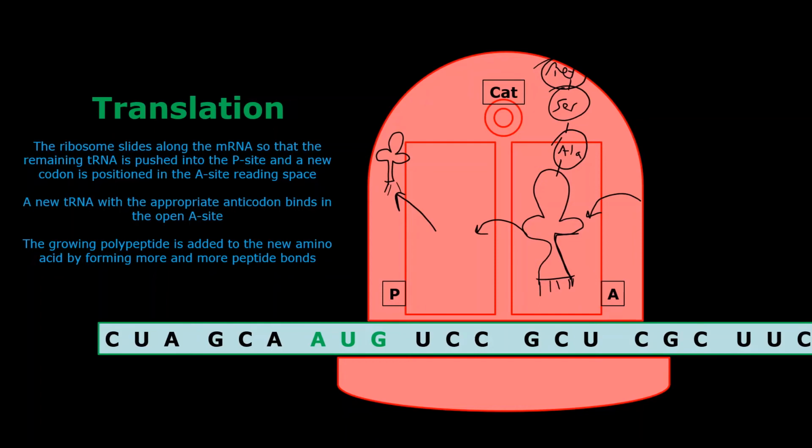The next guy, A goes to P, a new one comes into A. We bond at the catalytic site, and we kick him out, and we shift over, and then we kick out, and we shift over, and just repeat, repeat, repeat. How far do you go? Well, here's the first question.